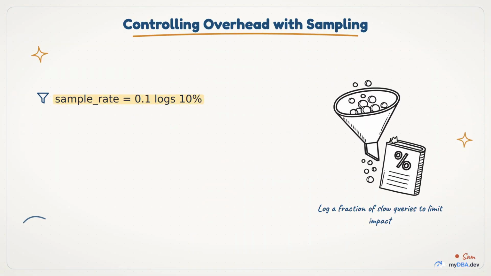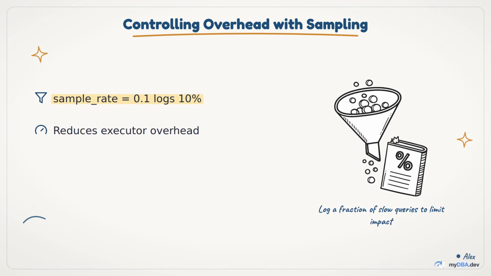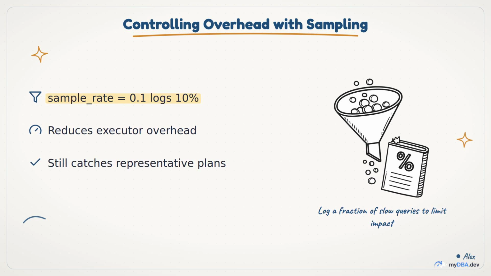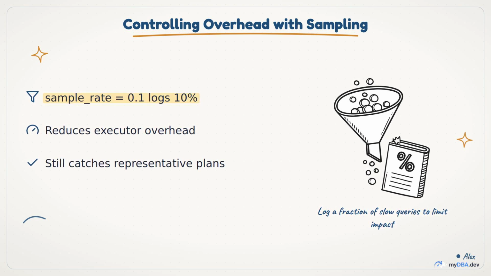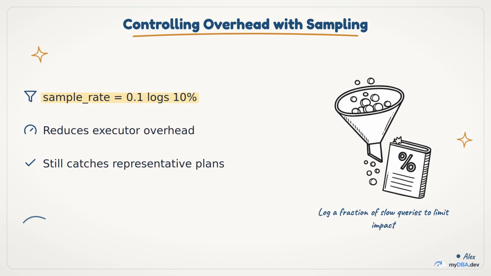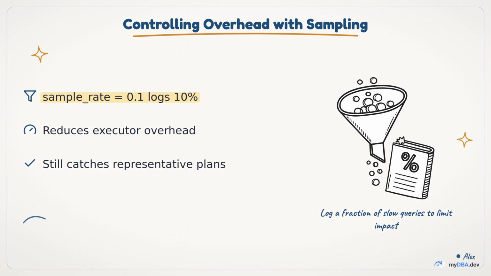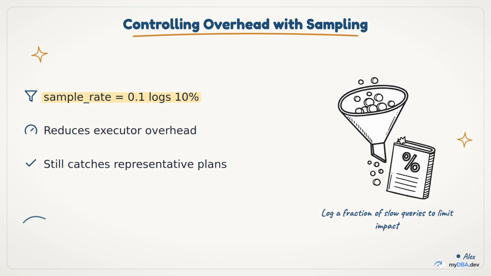How much overhead does auto_explain actually add? With log_analyze on, there's measurable overhead because it's collecting timing and row counts for every node in the plan. But auto_explain.sample_rate lets you log only a fraction, say 10 or 20%, of the queries that cross your threshold. You still catch representative plans, but the impact on your production workload stays low.